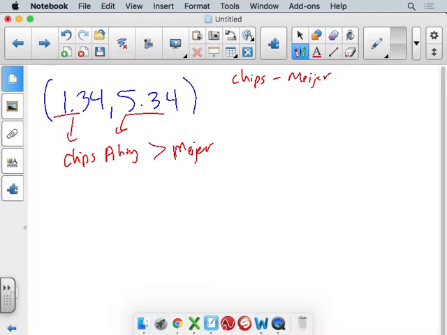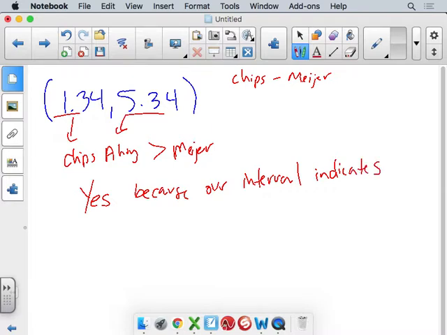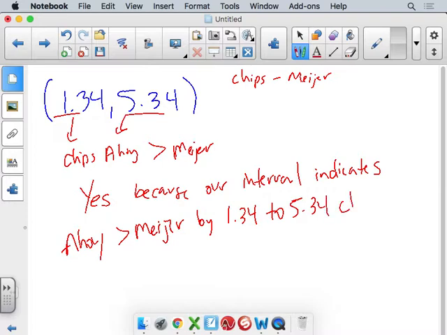So on number 6, you could say something like this: yes, because our interval indicates Chips Ahoy is greater than Meyer by 1.34 to 5.34 chocolate chips.